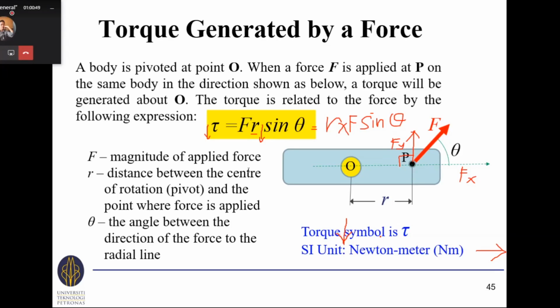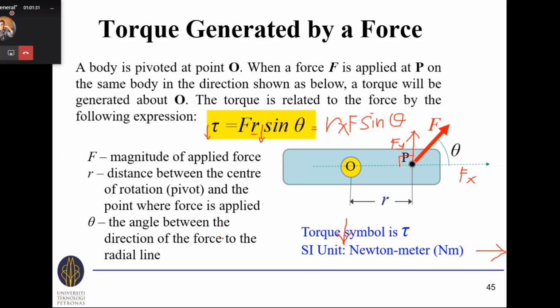Basically, listen here carefully. The torque depends on three things. See this very carefully. Torque equals F r sine theta, which means in order to calculate the torque, you must know what the force is, what the r is, and what the sine theta is. F is the force exerted, r is the distance between the center of rotation or pivot and the point where the force is applied, and the third one is the angle between the direction of the force and the radial line.